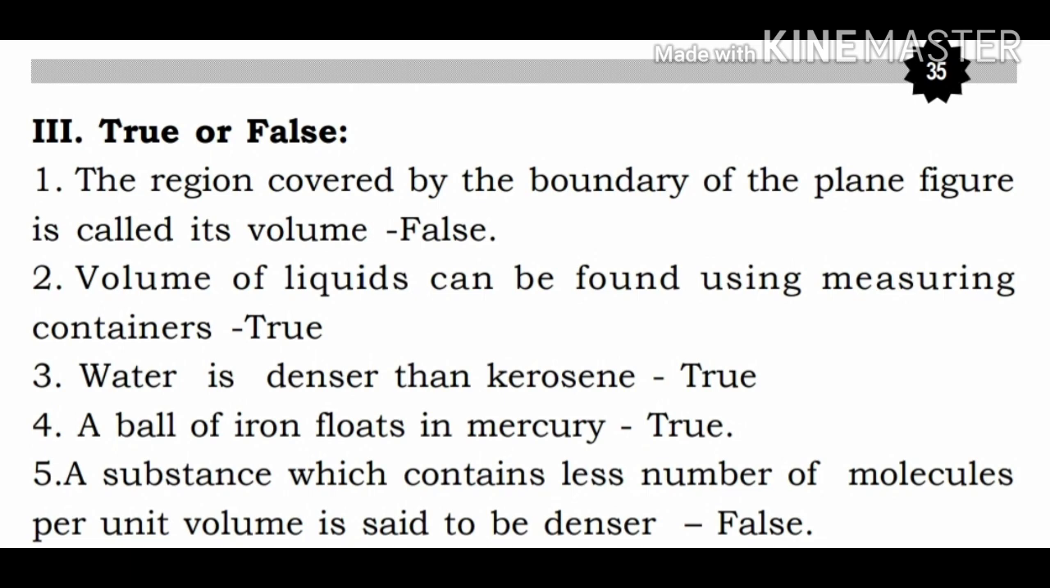Third one, water is denser than kerosene. True. Water is denser than kerosene. Fourth one, a ball of iron floats in mercury. True. Ball of iron floats in mercury. Fifth one, a substance which contains less number of molecules per unit volume is said to be denser. Answer is false. Why have they given false? A substance which contains more number of molecules per unit volume is said to be denser.